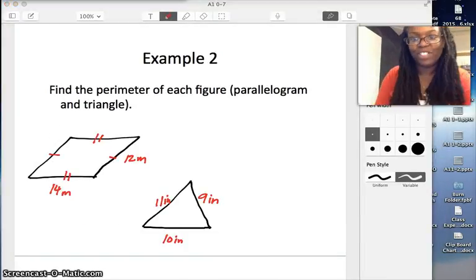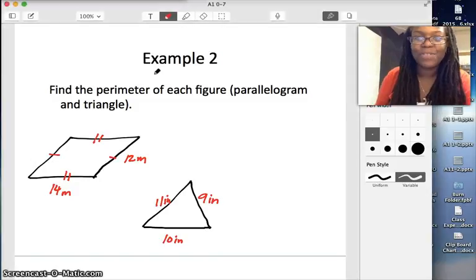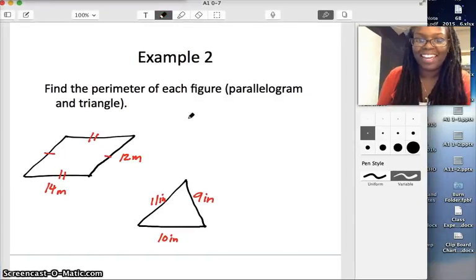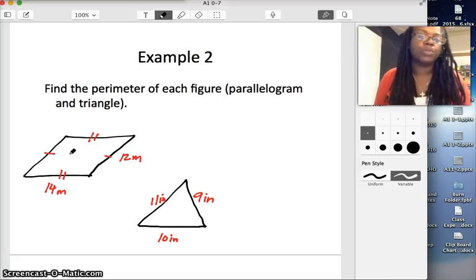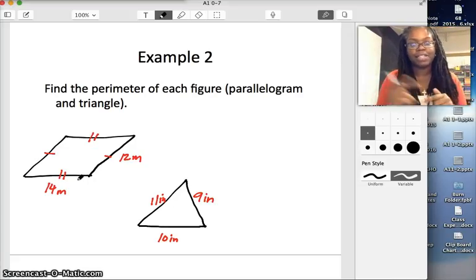Okay, my bad, we didn't have shapes there. Now we do. All right, so we've got a parallelogram and a triangle, and we're taking a look at the perimeter of each. Real quick, a parallelogram is a four-sided figure where the opposite sides are parallel.